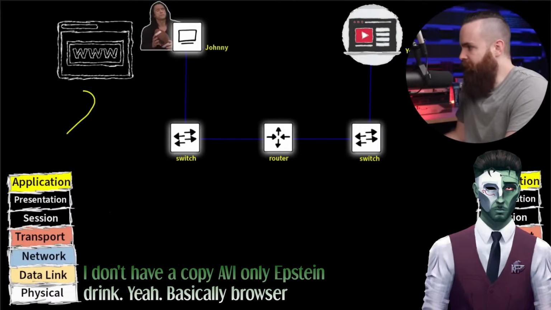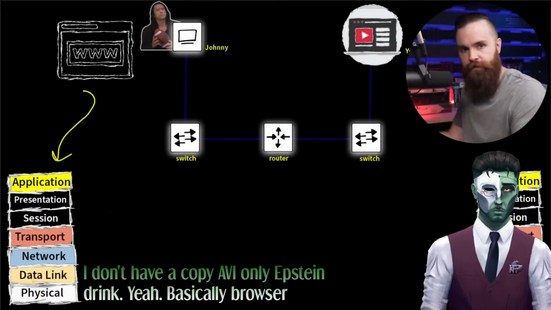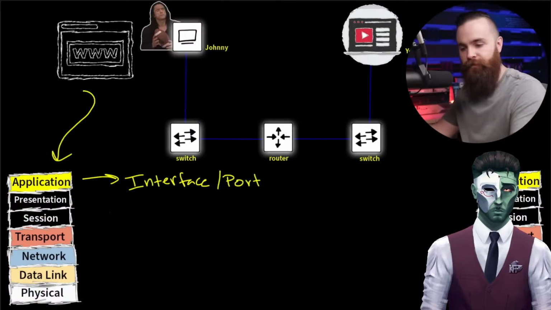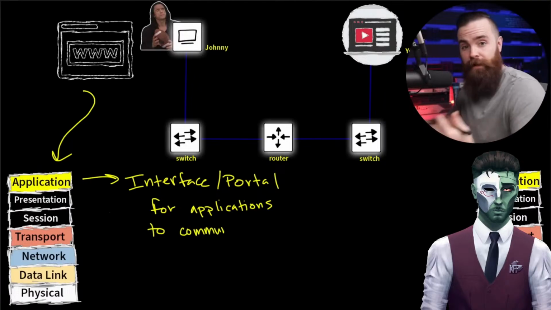And the application layer is kind of the portal, an interface for a program on your computer that needs a network, like your web browser or a video game that you play online. If that application needs to interface with a network, it's going to engage the application layer of the OSI model.